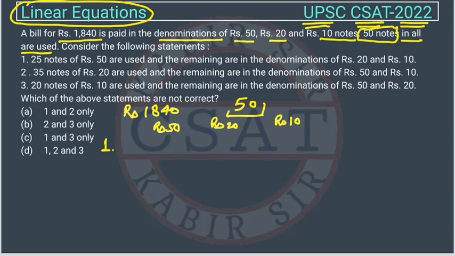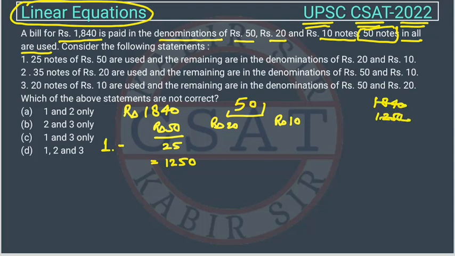So the quantity of every note. In the first case, 25 notes of rupee 50 are used. And the remaining are in the denomination of 20 and 10. The amount will come 25 fives are 1250, because this will be 25 into 50. So how much is remaining? The remaining amount is 1840 minus 1250.